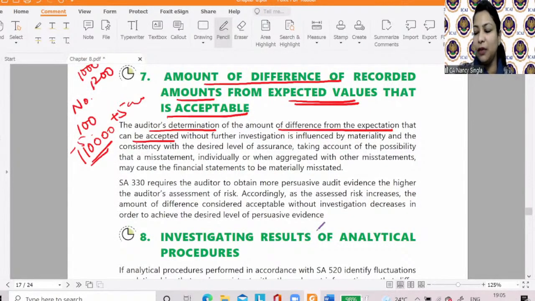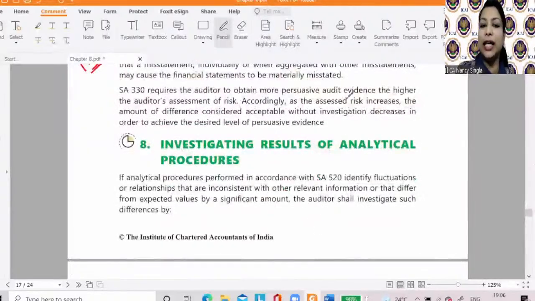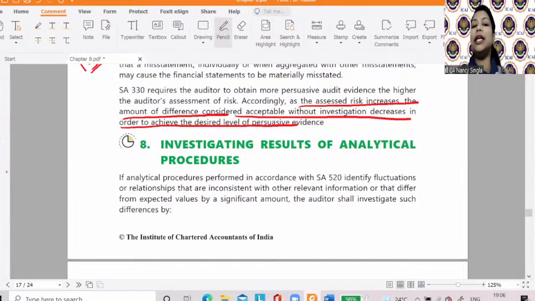Further investigation. And then we saw that if the assessed risk, that is the risk of material misstatement increases, the amount of difference considered acceptable without investigation decreases in order to achieve the desired level of persuasive evidence. What is persuasive? Convincing evidence.